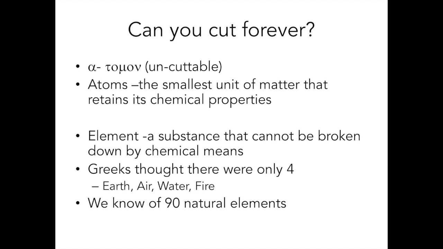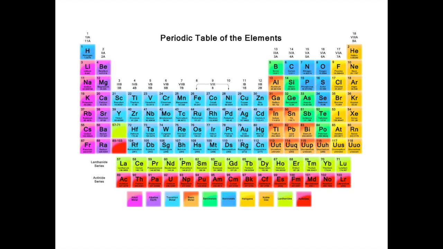But in the age of the scientific method, we now know that there are 90 or so naturally occurring elements, or substances that cannot be broken down by chemical means. Typically they're represented in this table called the periodic table of the elements. And you can see there's a lot more than 90 of them on here. There are currently 118 on this particular periodic table, but a lot of these elements are actually artificial.